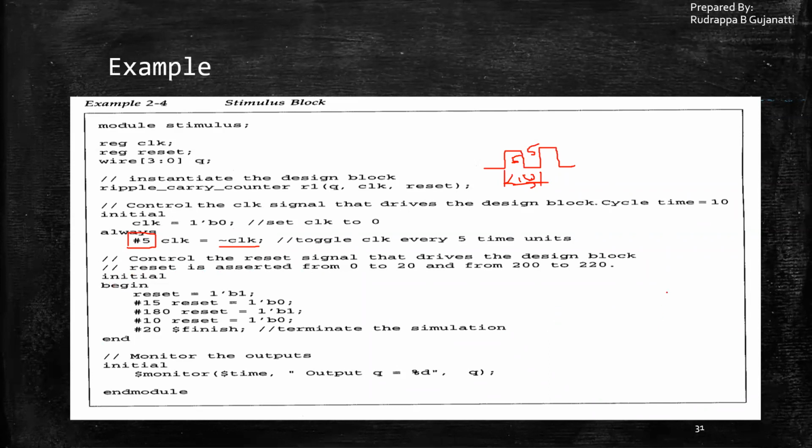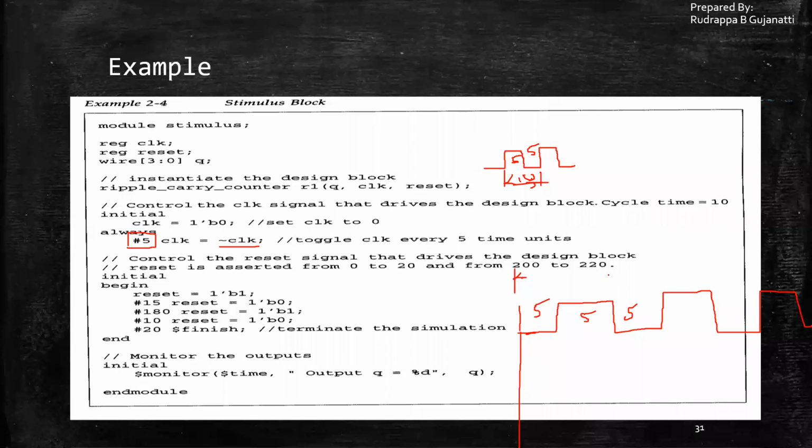So I'll just take a simple representation over here. So this is the clock. So this is 5, this is 5. Let us assume that this is the starting point. This is 5. Clock is around 10 units.